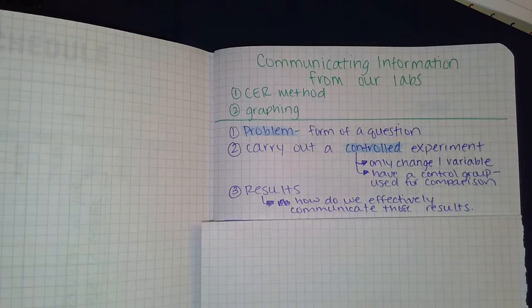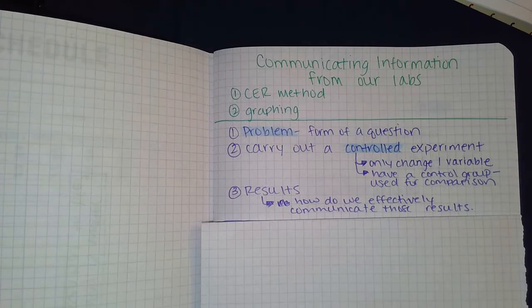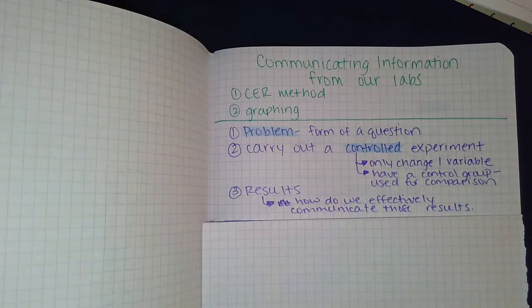So let's say we're going to that fertilizer example. My control group is not going to have fertilizer in it. The control group does not get the independent variable. Okay. And then I'm going to get some results. And the big thing we're about to talk about is just how do I communicate those results effectively once we have them. So the way we're going to ask you to communicate results is through the CER method.